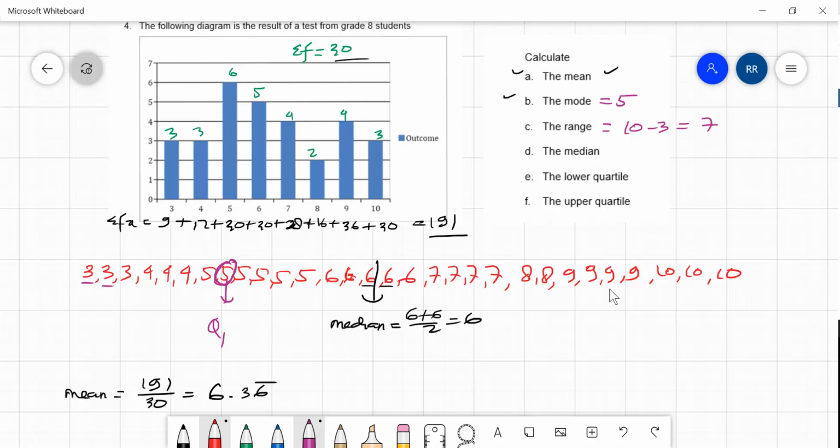So we have 1, 2, 3, 4, 5, 6, 7. We have 7 data on the left side. We have 1, 2, 3, 4, 5, 6, 7. Oh, we have 7 data on the right side, and we have 7 data on the left side. So which means that that is going to be the quartile 1, which is going to be equal to 5, because that is going to be just exactly that number.